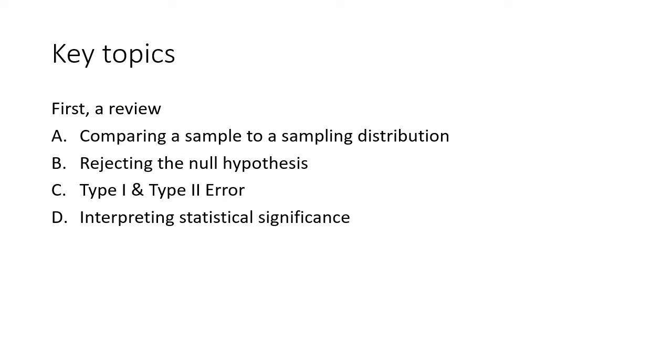So we'll begin today with a review, and then we have a lecture in 4 parts. We have part A, comparing a sample to a sampling distribution. Part B, rejecting the null hypothesis. Part C, type 1 and type 2 error. And part D, interpreting statistical significance.